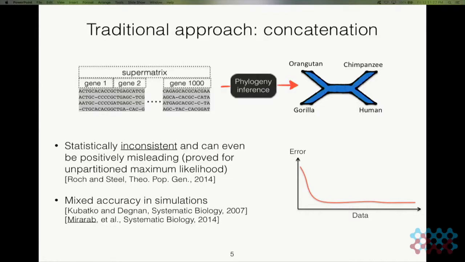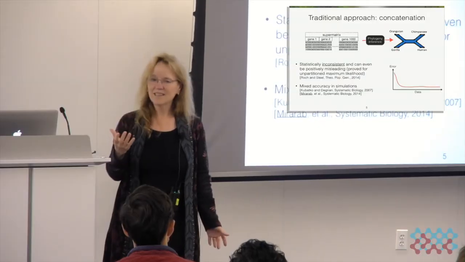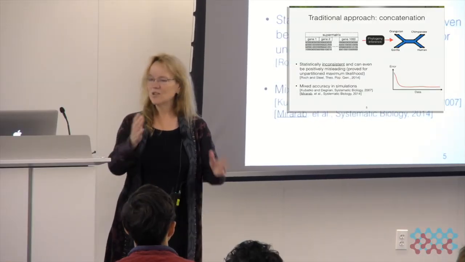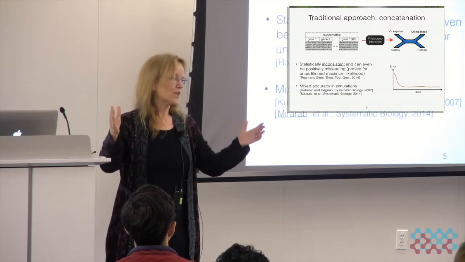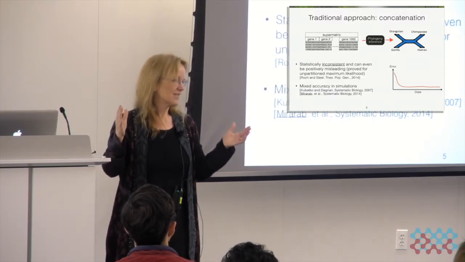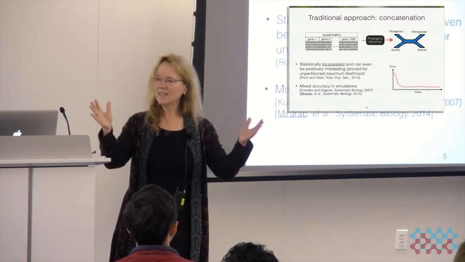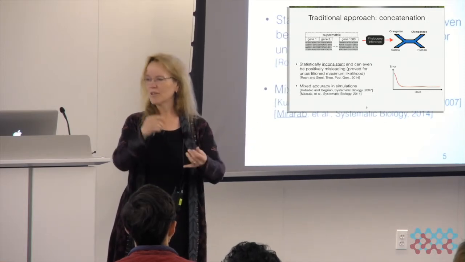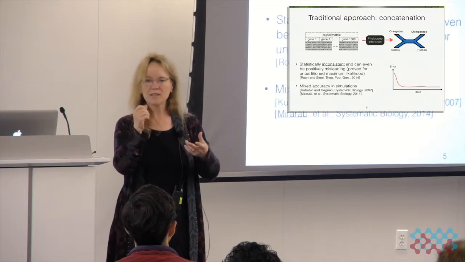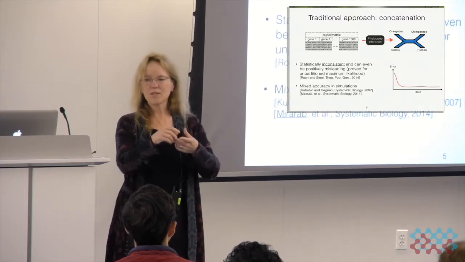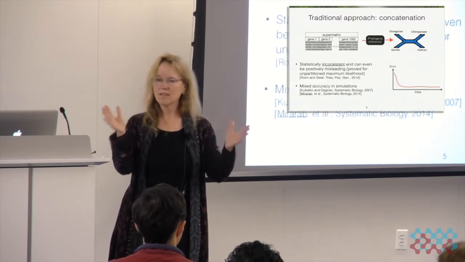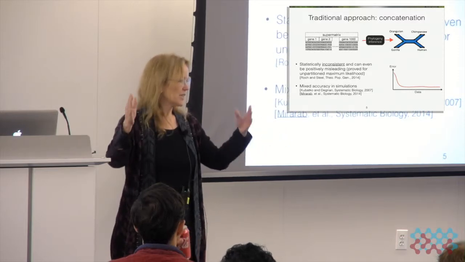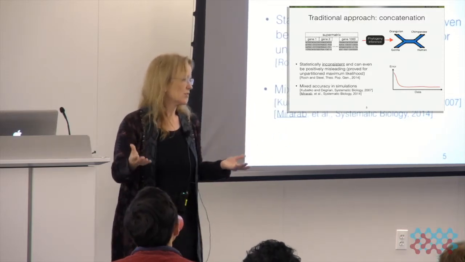OK, the traditional approach, which is what you will see in every paper you ever read that has a phylogeny, is concatenation. You take all of your data and you don't worry about heterogeneity. You just don't worry about it. You concatenate everything, you put it together, you run your favorite method. That might be neighbor joining, it might be parsimony, it might be maximum likelihood, it might be Bayesian estimation, whatever. You get all of it into one thing, you pretend it's one tree, and you construct the tree.